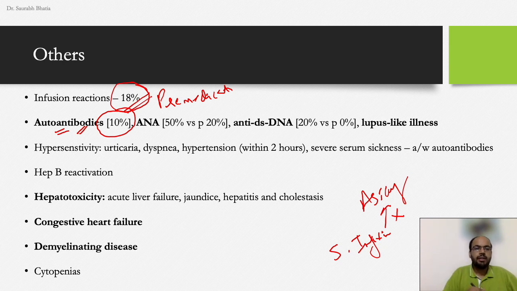Okay. Other antibodies like ANA and anti-dsDNA have also been described, which may further lead to a lupus-like illness. Remember that we had discussed lupus-like illness in adalimumab also.